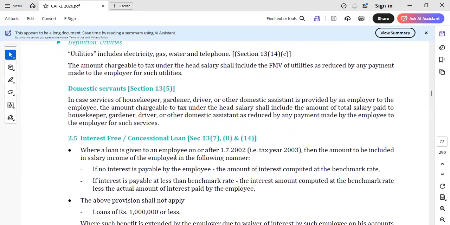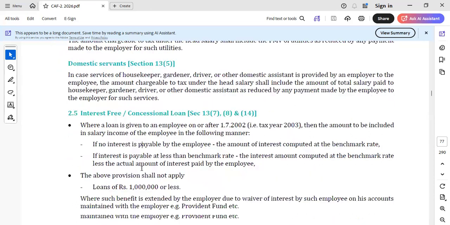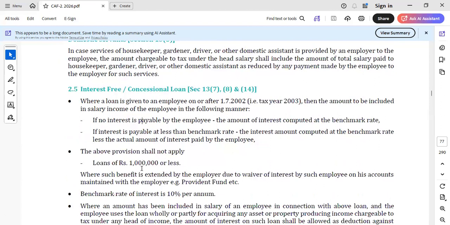Similarly, interest-free or concessional loan. If the company has provided some interest-free loan, the benefit of the interest saving would also be included in income from salary for taxation purposes. But if the loan amount is less than 10 lakh, if the loan is less than 1 million, then this provision will not apply, which means we will not include it for taxation purposes.